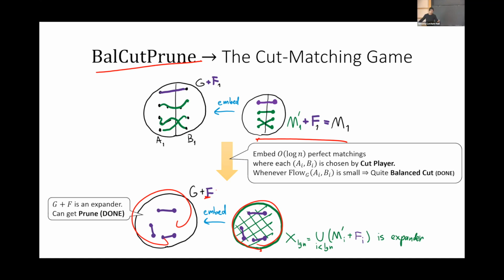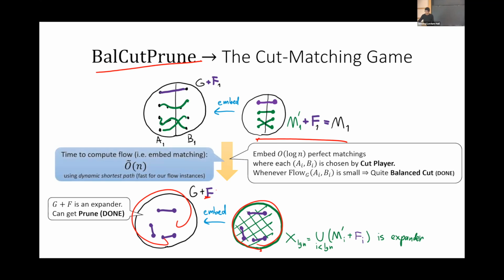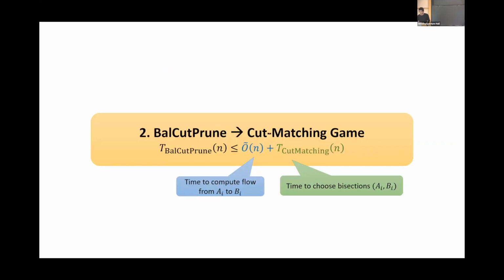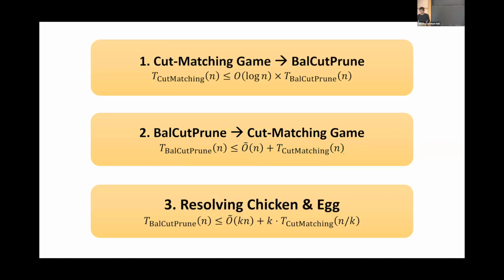And from then you can get a prune case by doing expander pruning. That's the idea. The time to compute the flow here is going to be something like linear, because this is a special case of the flow problem where you can implement it fast using some dynamic shortest path algorithm. And the time to choose the cut is the time for the cut matching game. So the total time is going to be something like linear plus the cut matching game time. That gives a two-way reduction to each other.